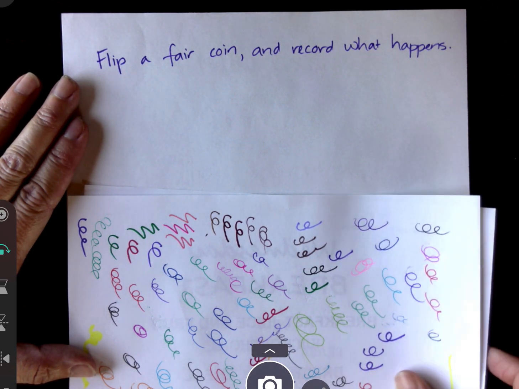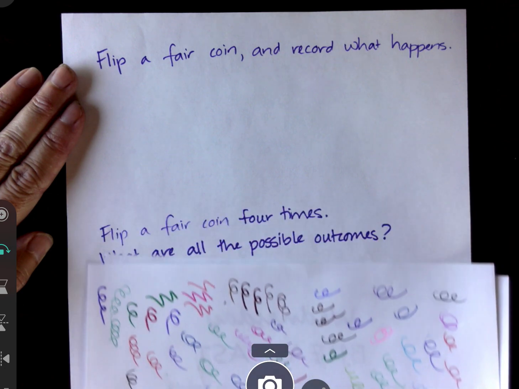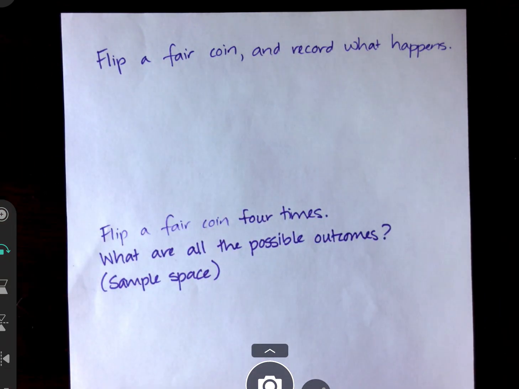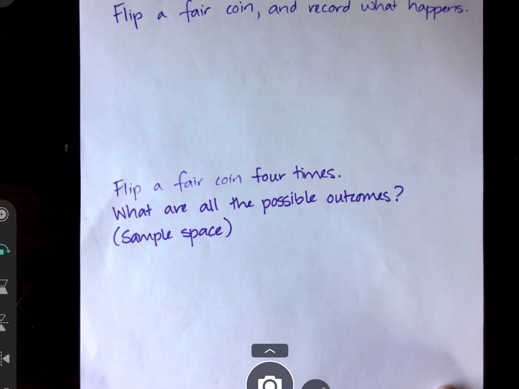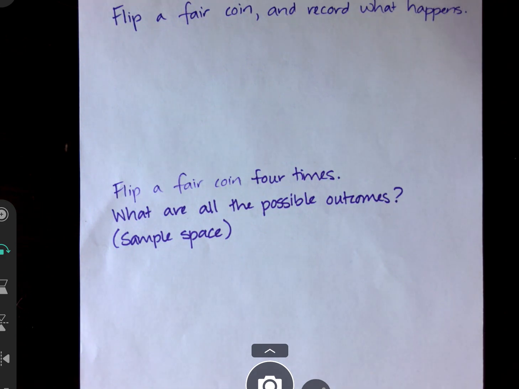What we will try to do is flip a fair coin multiple times and think about what could happen to us. So in our situation, let's flip a fair coin 4 times, and let's think about all of the possible outcomes that could happen. When we make a list of all of the possible outcomes, that's called the sample space.